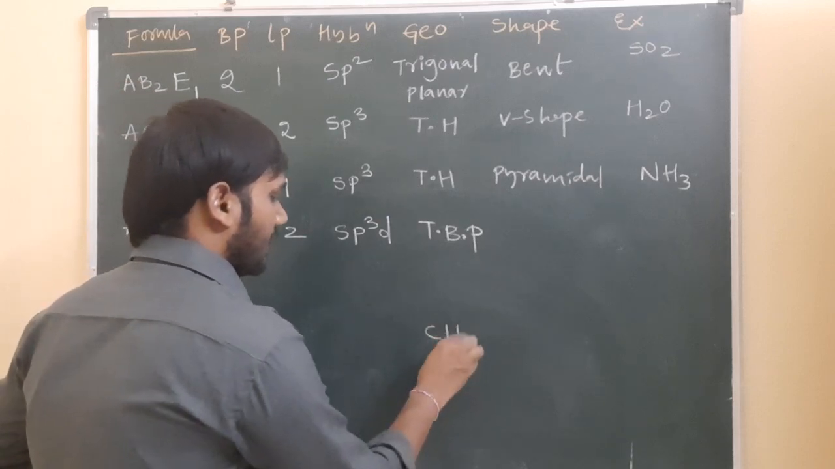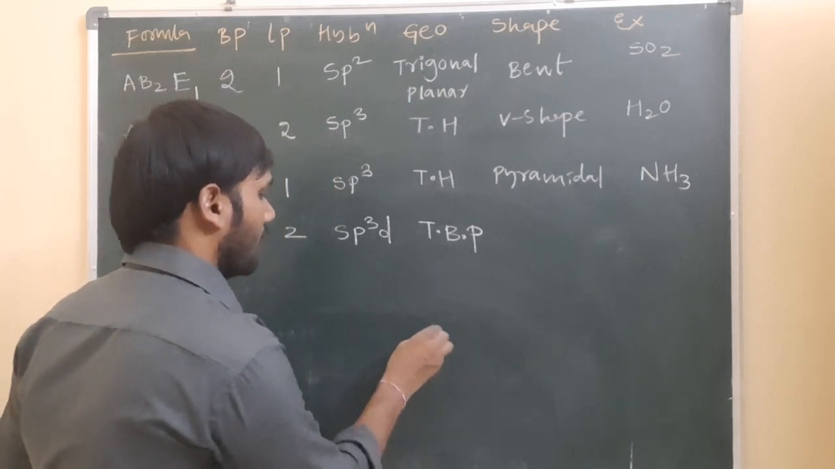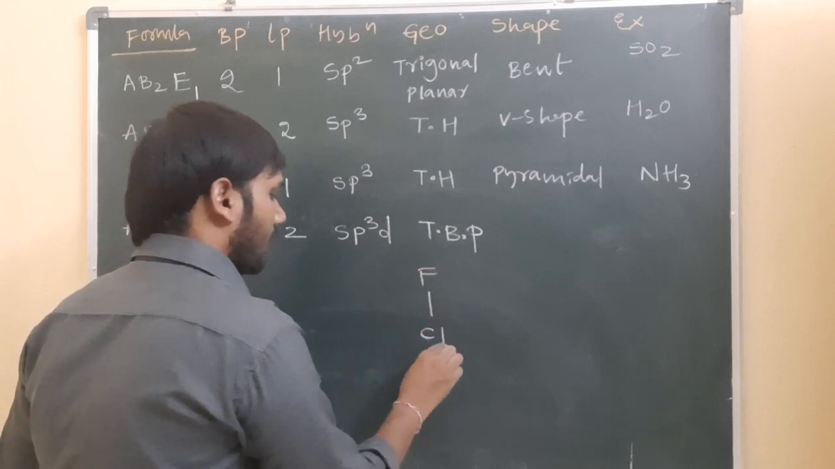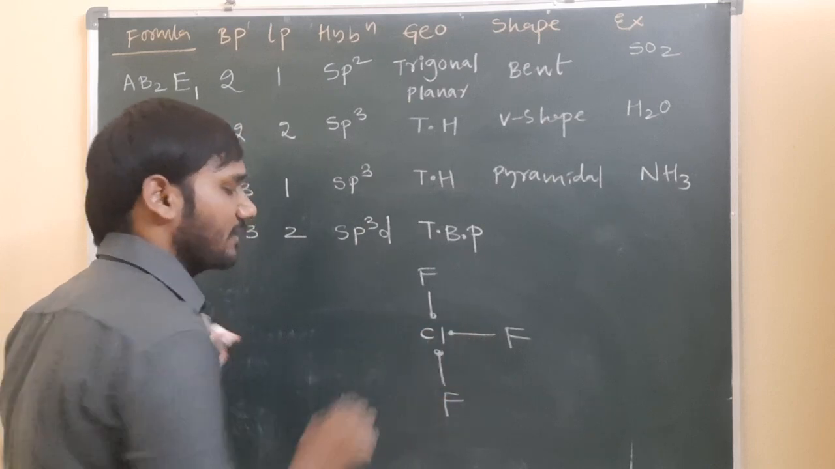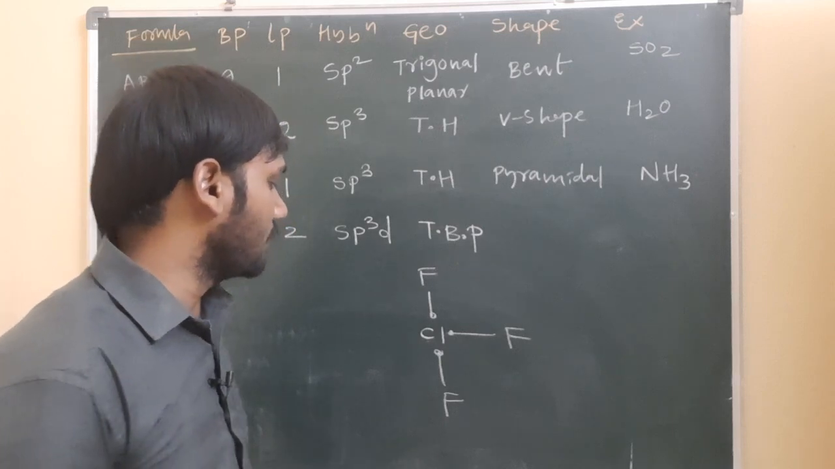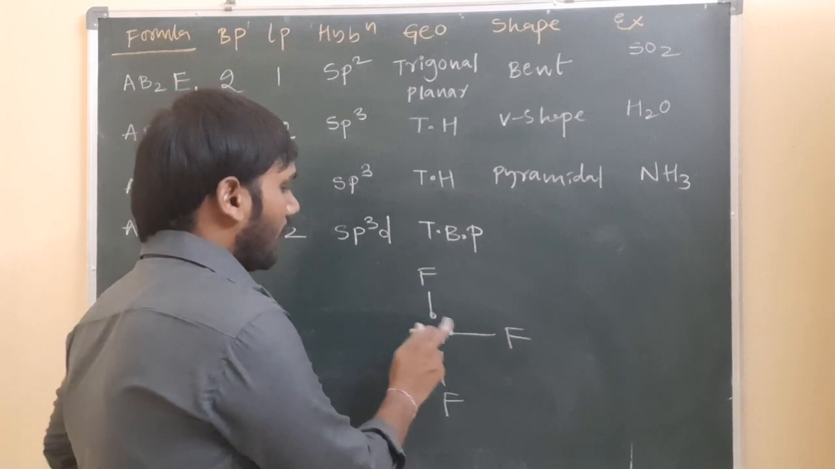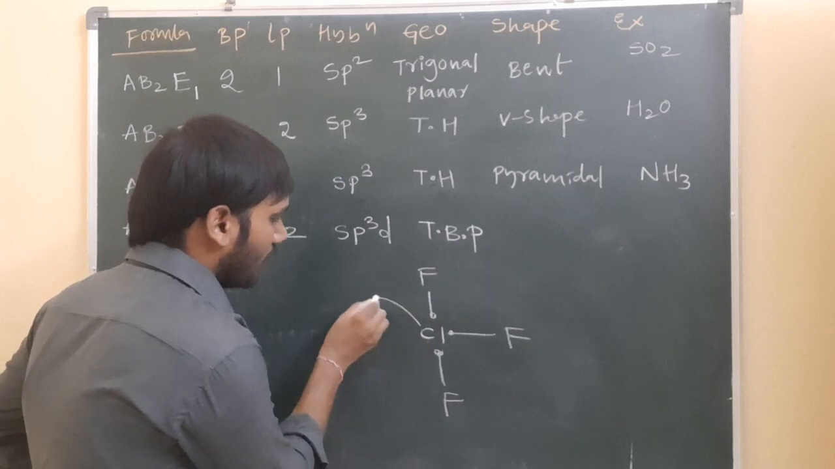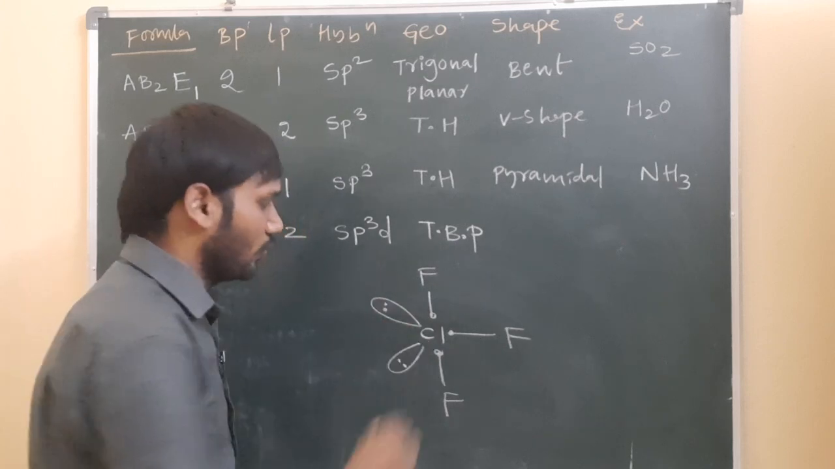For example, I am taking ClF3. Let us see the ClF3 structure. Chlorine is a 7th group element, so 7 electrons are present in the valence shell. Out of 7 electrons, 3 are forming bonds with the fluorines. How many valence electrons participated in the bond formation? 3. How many valence electrons remain? 4. The remaining 4 electrons are present as 2 lone pairs.